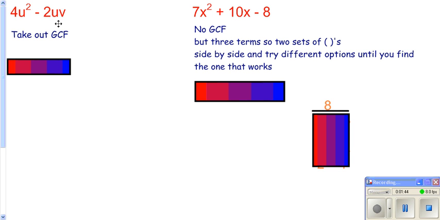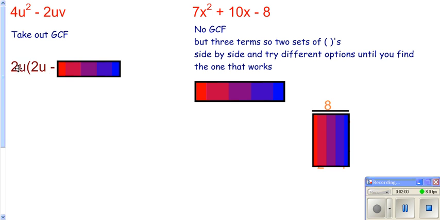Your first step is always to look for a greatest common factor. Here we have a greatest common factor. We have a 2 that goes into each one. Both terms have a u, so we can pull that out. You then got to ask yourself, okay, a 2u times what gives me a 4u squared, which happens to be a 2u. Then you have your minus, and then you got to ask yourself, a 2u times what gives me my 2uv, which is a v.